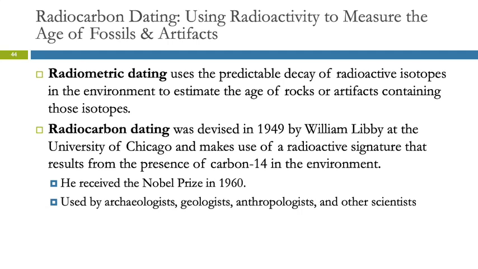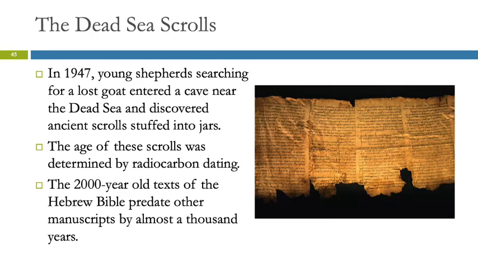So radiocarbon dating was developed in 1949 by William Libby. And this makes use of what's called a radioactive signature that results from the presence of carbon-14 in the environment. And he got the Nobel Prize in 1960 for this. And this technique is used by people who are interested in how old things are, right? Archaeologists, geologists, anthropologists, and other scientists.